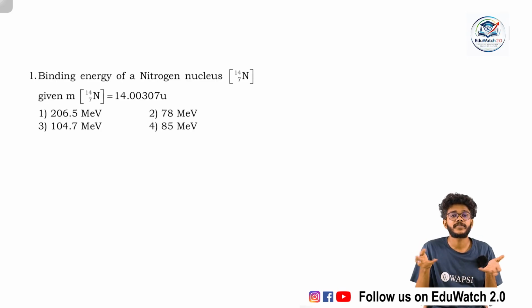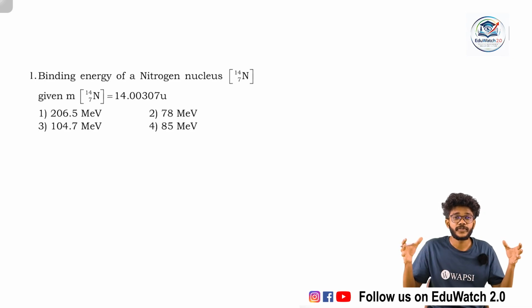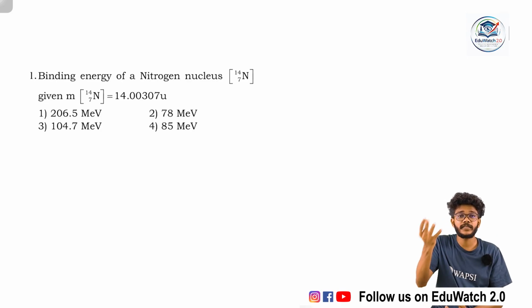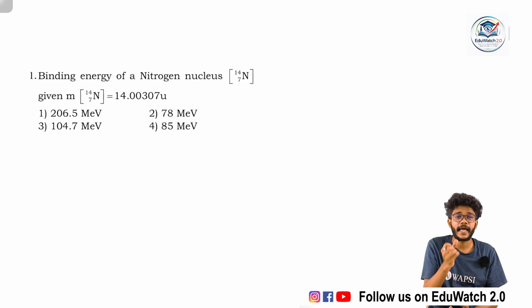So where does this mass go? That mass is changed to energy. That mass contributes some energy to bind these nucleons, like protons and neutrons, in a single spherical structure. That mass goes to binding energy. That mass transformed to an energy format, and that energy is called the binding energy. So to do this problem, we must know the individual masses of proton and neutron.